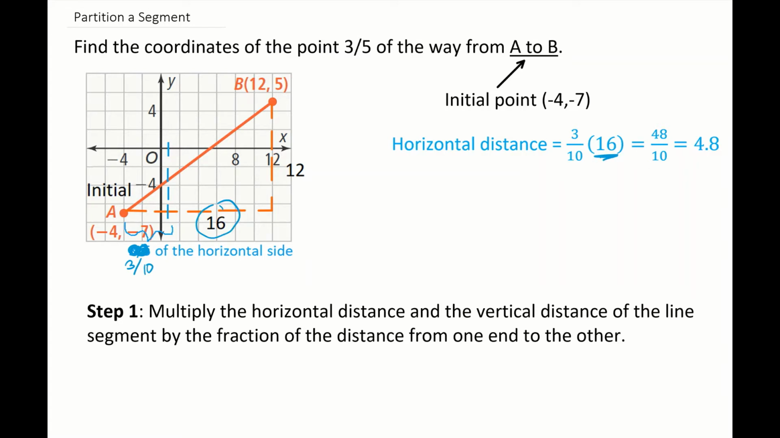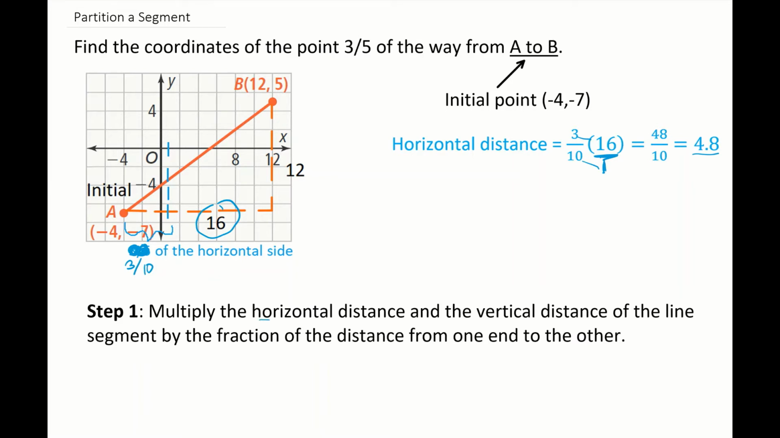So 3/10 times 16. In order to multiply this fraction with a whole number, remember 16 is the same thing as 16 over 1. And then 3 times 16 is 48, and 10 times 1 is 10. Okay, so that's how we got the fraction 48 over 10. Then on the calculator, you just do 48 divided by 10. That's going to give you 4.8. So that right there is my horizontal distance.